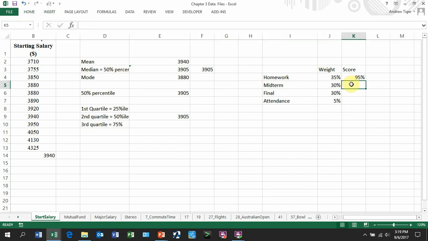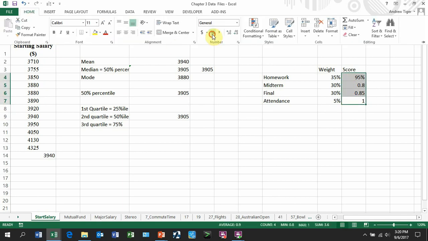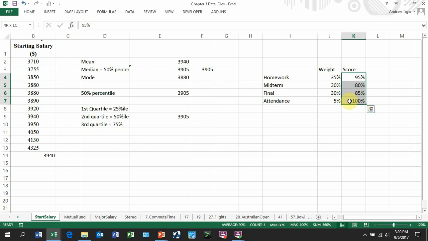And let's say on the midterm, you do a good solid job, you make an 80. And the final, you make an 85. And the attendance grade, you're here all the time, so you get 100%. So these are the scores. Let's show them all as percents. These are the scores you make. This is what they're worth.